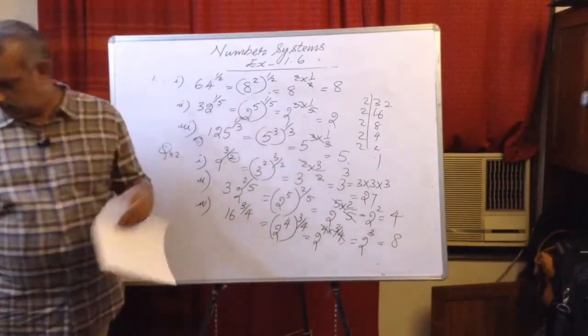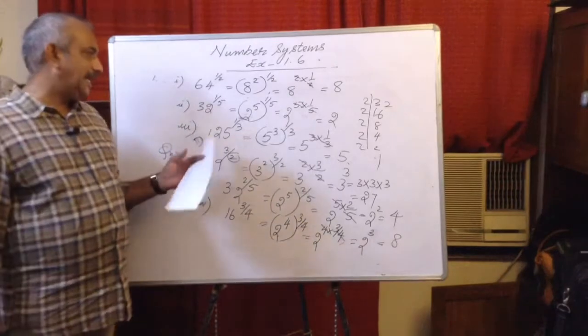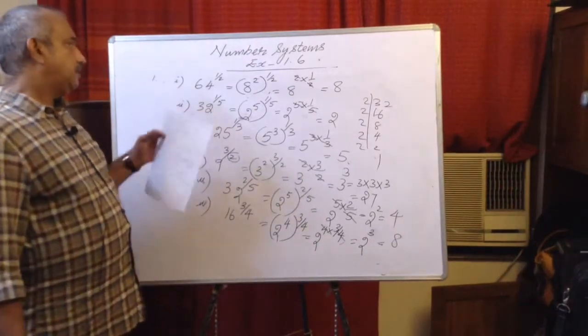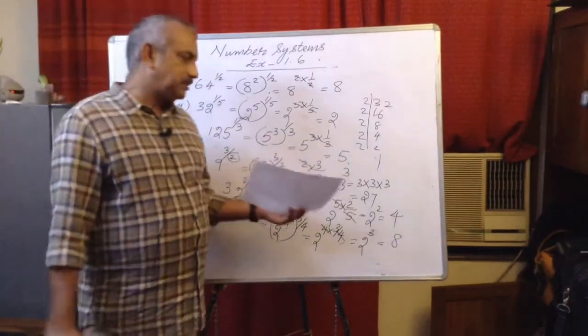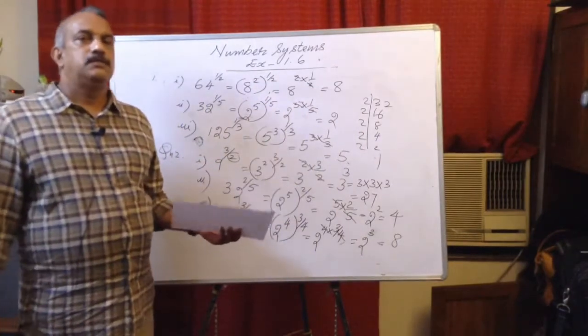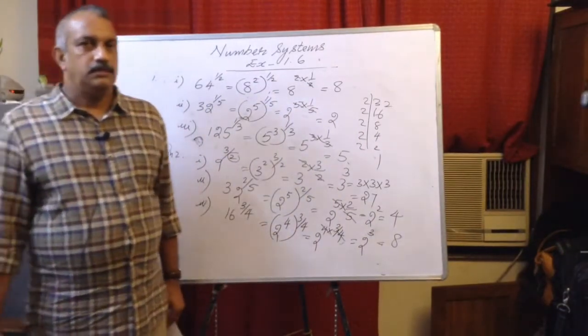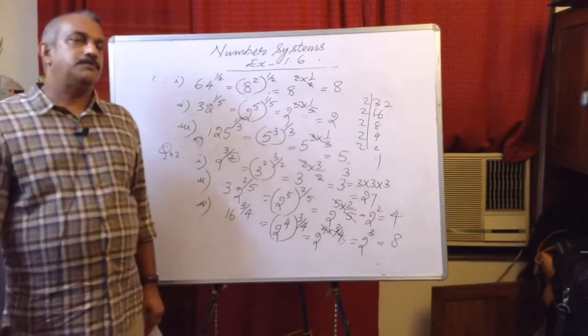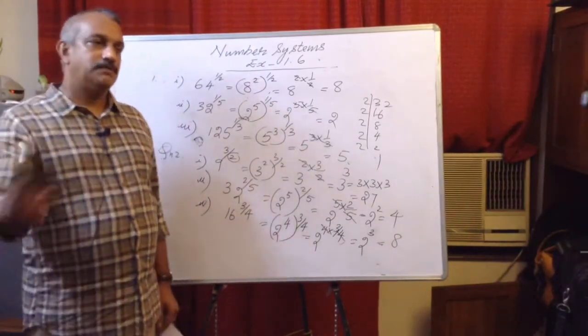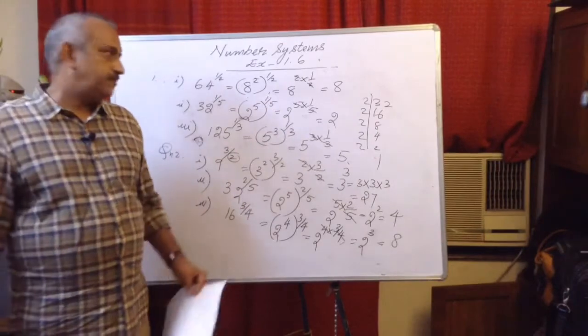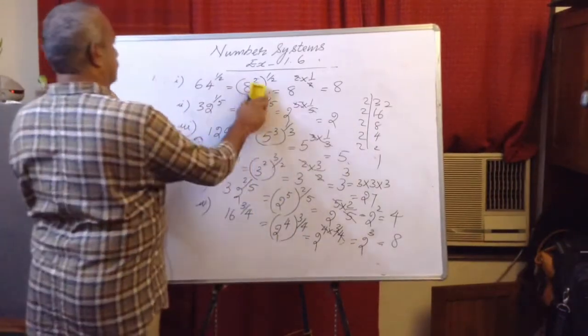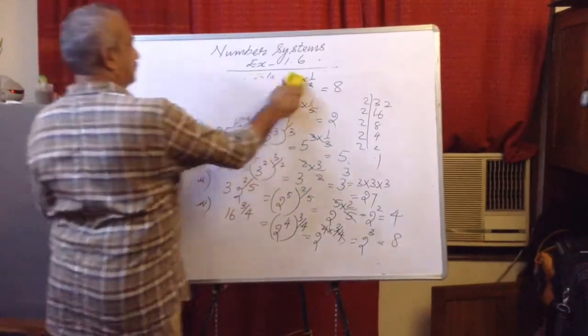So see once again, all direct simplification only. In all these cases the power is a fraction. So first we have to look at the denominator of the fraction. Then with the same power you have to express that number. Then the powers will get cancelled. Then you can simplify.